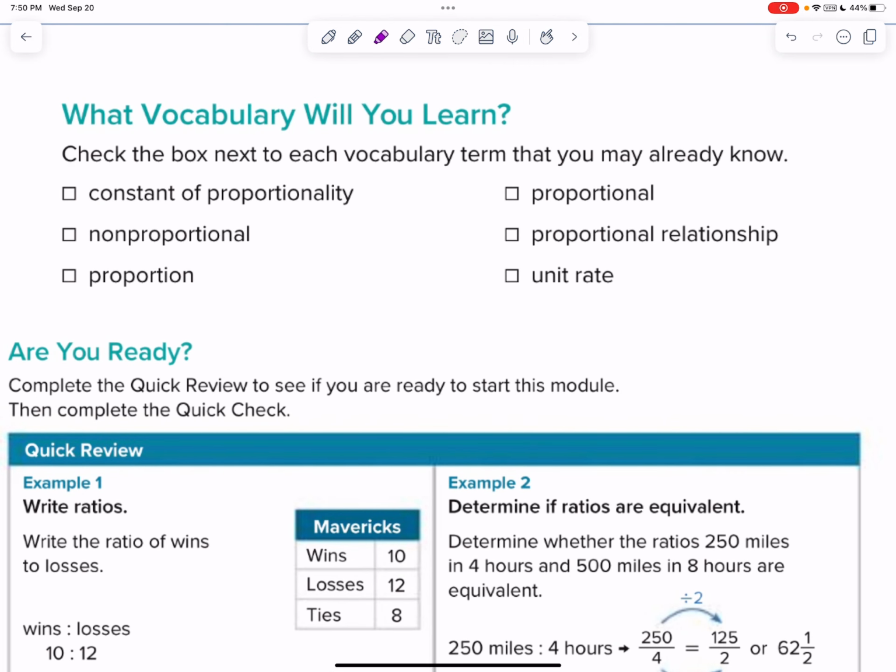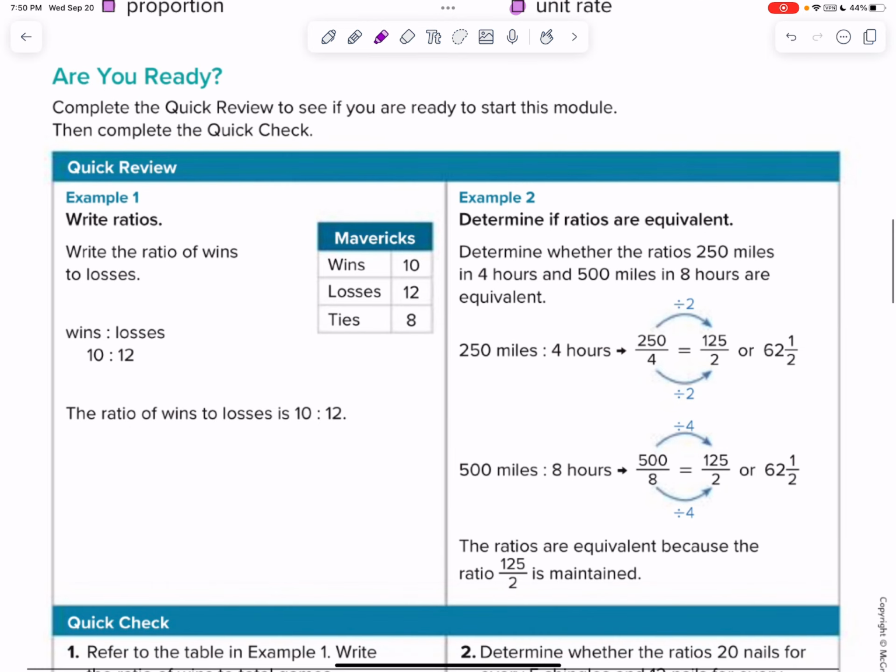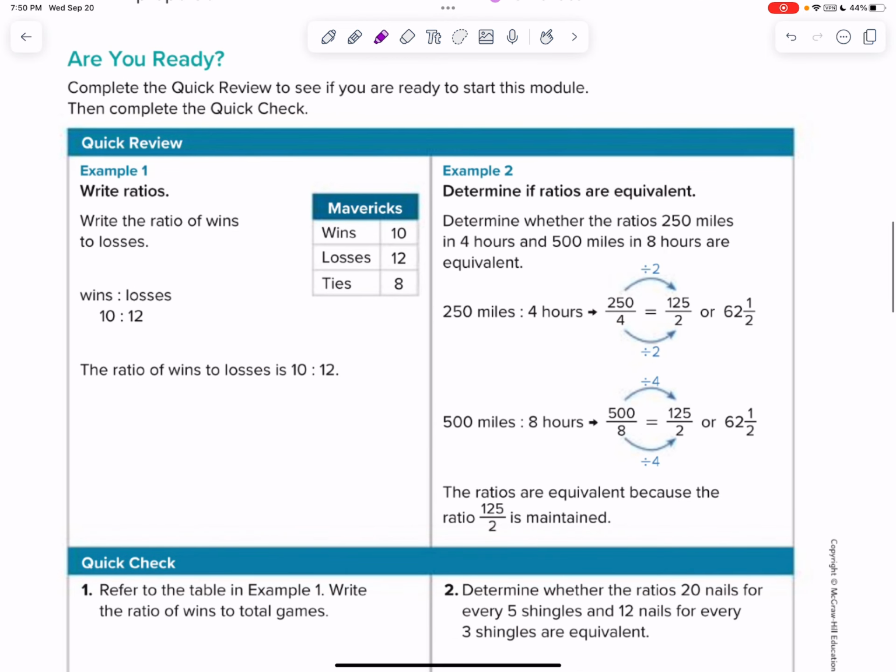Vocabulary-wise, you've already heard of unit rate before. I believe you've talked about proportions and maybe proportional relationships, and something being non-proportional. But constant of proportionality will probably be a new one for you for 7th grade. This is just a quick review to remind you some things about ratios, because that's important.